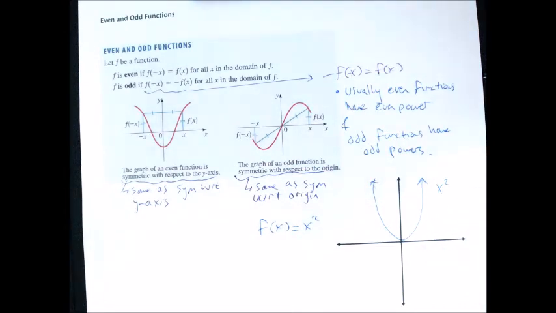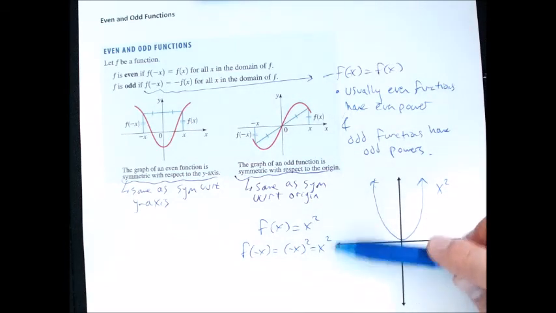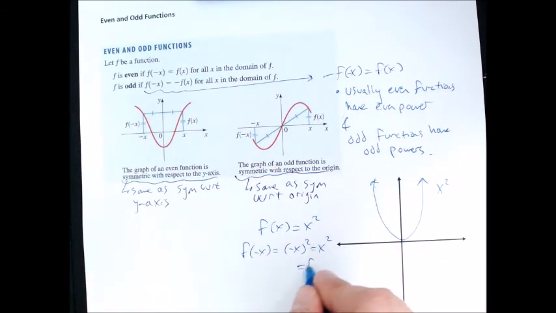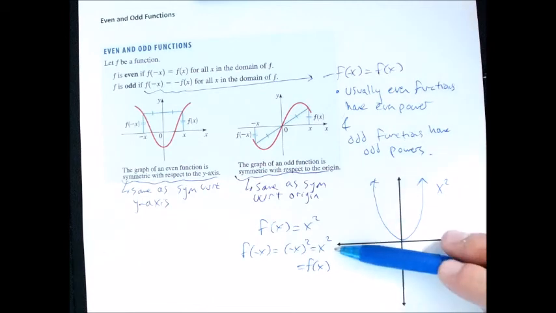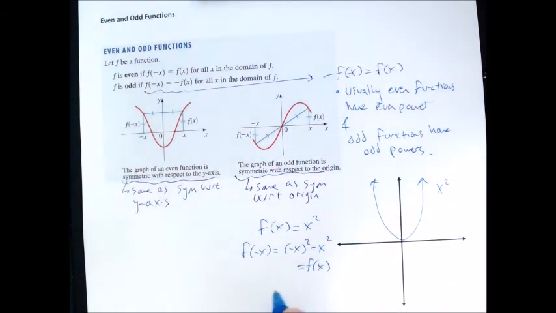And moreover, we can use this property just to check, right? If we plug in a negative x, we get negative x squared. The negatives cancel out, and we just get x squared. And so you can see that the function stayed the same. This is the original function. So when I plugged in a negative x, the function didn't change, and this is implying it's an even function.